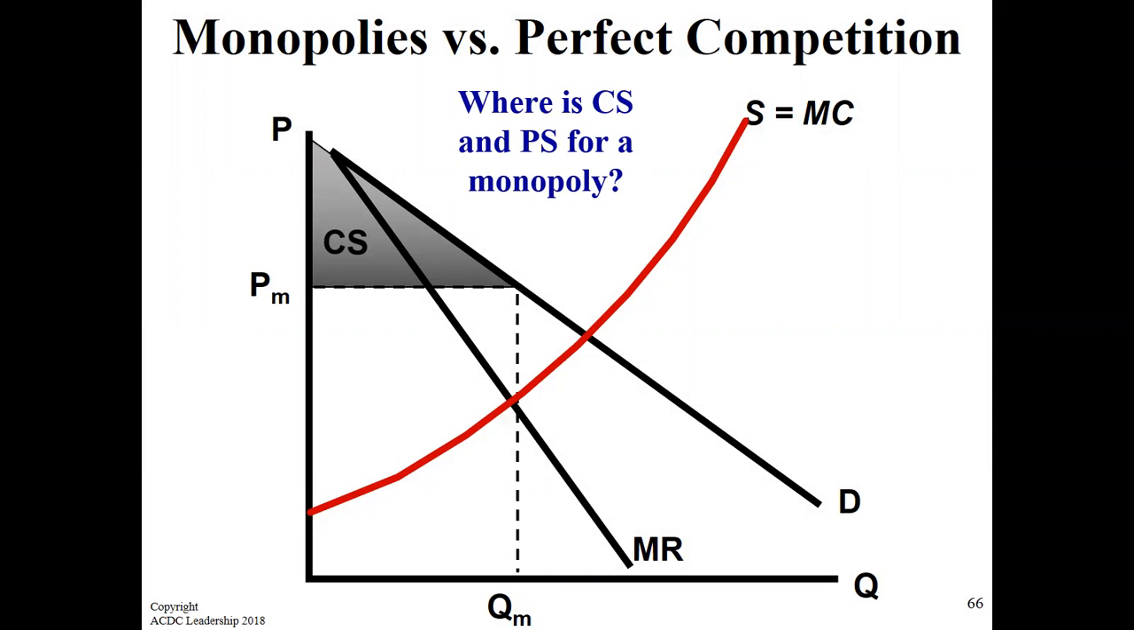And then producer surplus. Did you have a question? Yeah, go. I thought MR equals demand. So why do you have... No, MR equals demand in perfect competition. In a monopoly, it's different. Okay, good asking. Did someone else have that hand up?